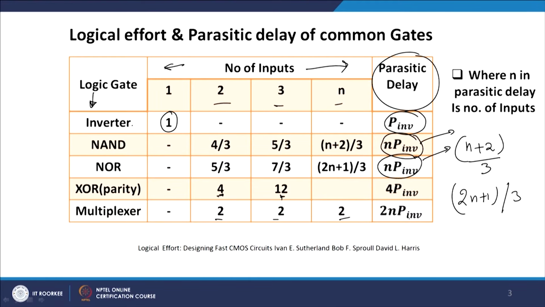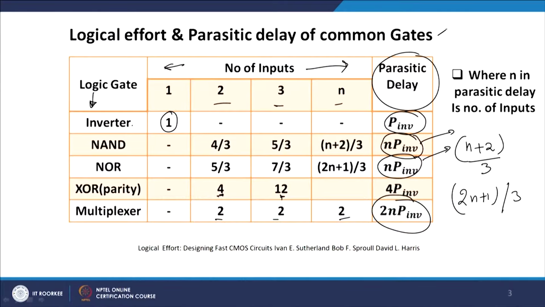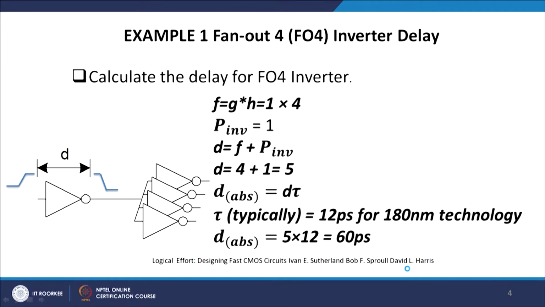If you are doing a multiplexer, it is 2 n times P inverter, because not only will you have both the arms, but you will also have the select lines coming into the picture. So, these are the typical parasitic delays which you see in front of you in terms of logical effort and the understanding.